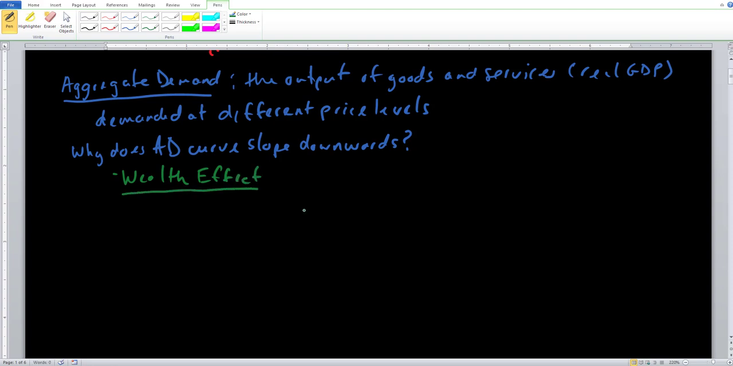It describes how rich you feel. So do you feel very wealthy or do you not feel so wealthy?